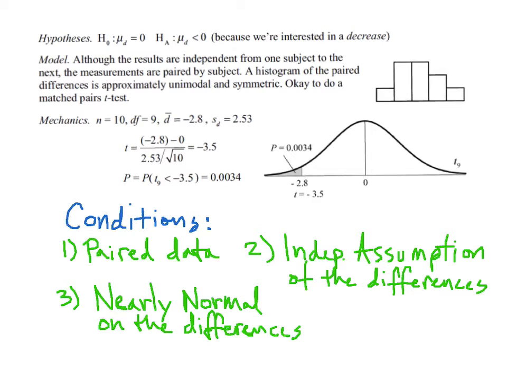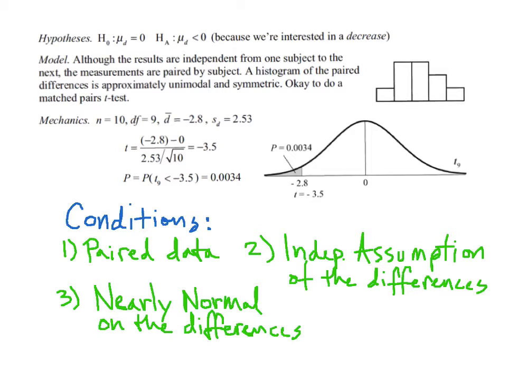So our hypothesis looks a little different. We're going to be using this little symbol, mu sub d, to denote the mean difference of the before and after. So if there is no difference, the null is 0. But if there is a difference, in this case, we're going to have a lower tail test. We want the difference to be negative because we're interested in the decrease.